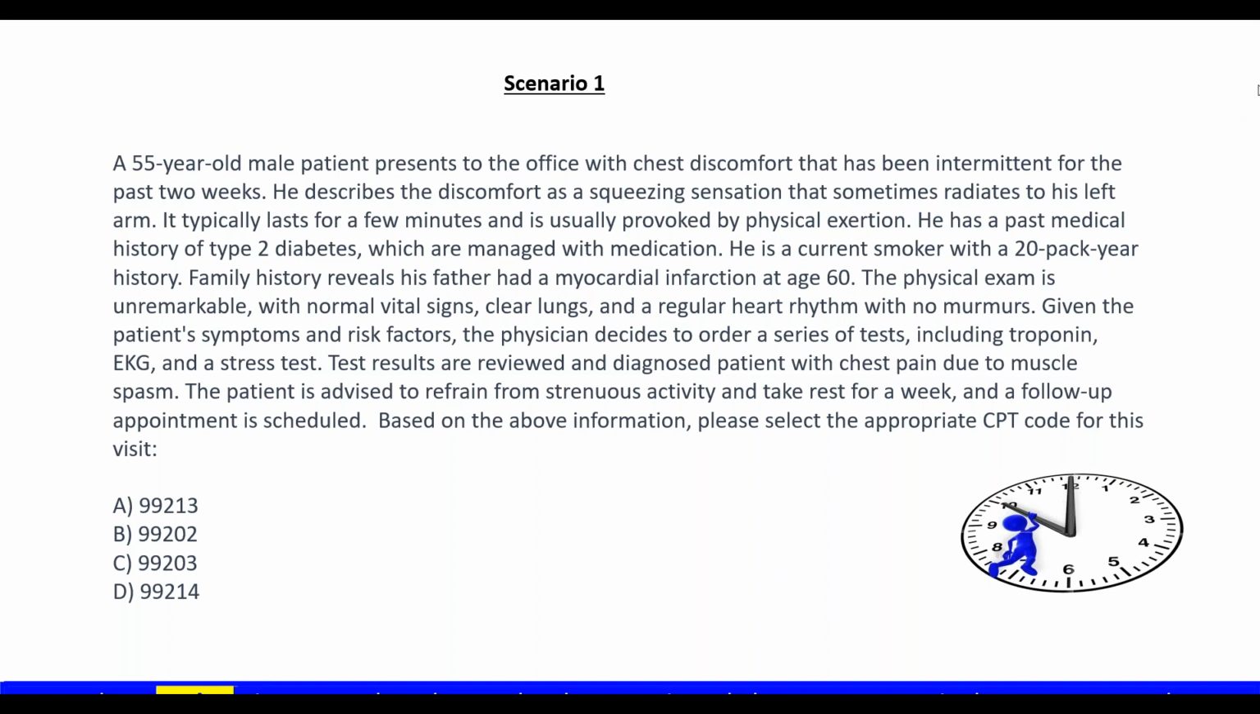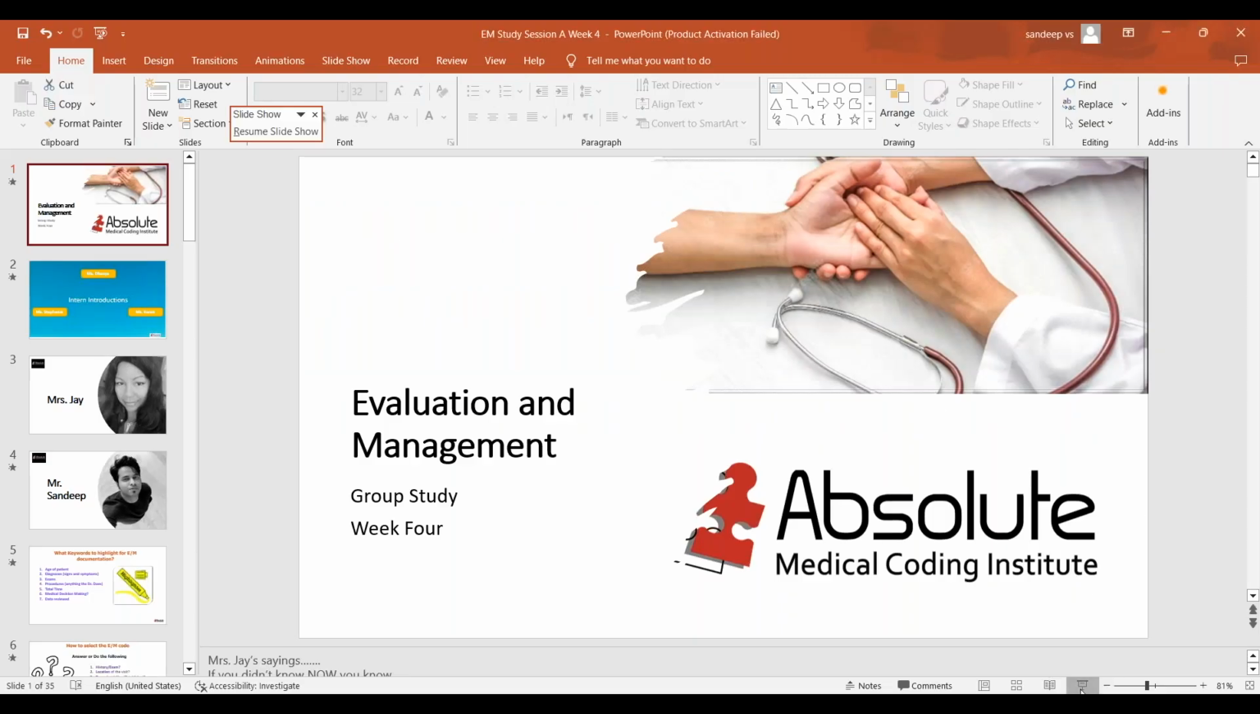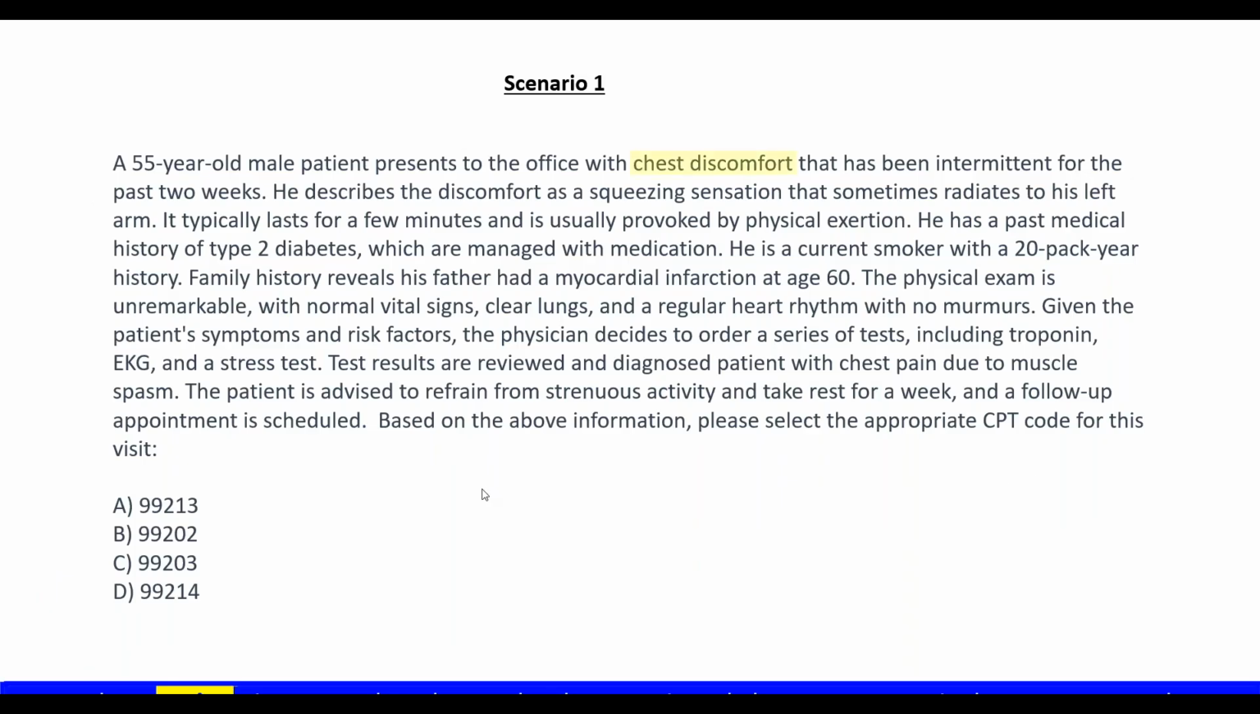And that is time. Let me quickly look into the chat and see how you all are doing. I see that you all are doing phenomenal work. So let's go ahead and solve this scenario. We have a 55-year-old male with chest discomfort, a current smoker, family history of myocardial infarction, physical exam performed, who orders a series of tests including troponin, EKG, stress test.